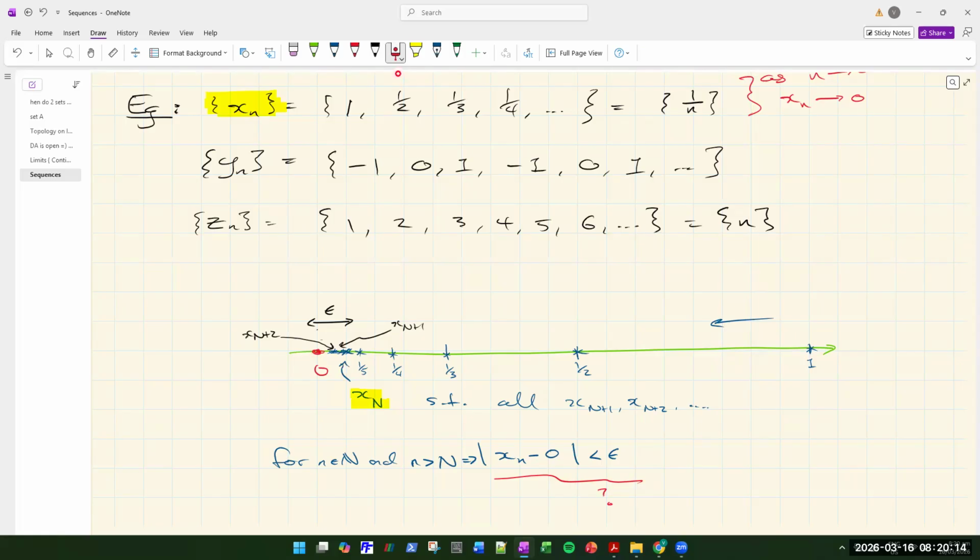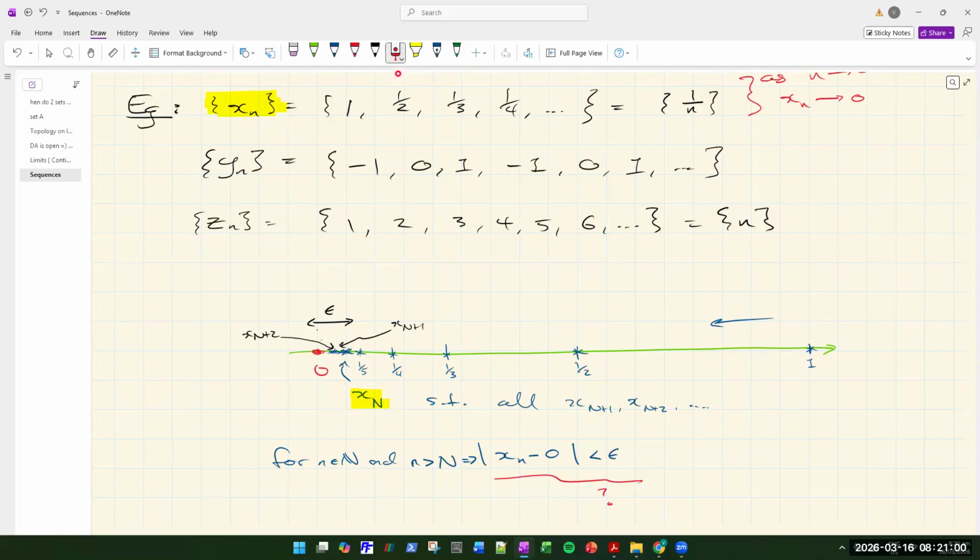And this should work for any epsilon I give you. So no matter how small I make this epsilon, you should always be able to find this special natural number, big N, such that if you take terms ahead of it, the distance between those terms and the value the sequence is approaching should be less than that epsilon. This is the idea of convergence with sequences. This is how to check for convergence of a sequence.